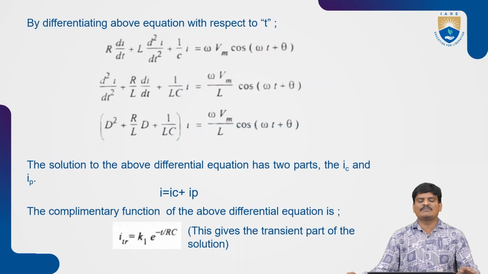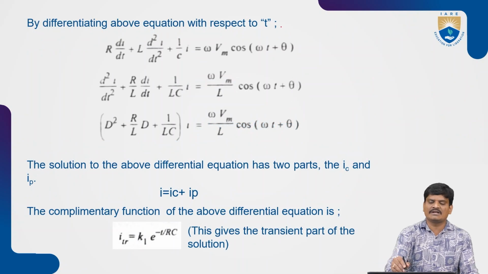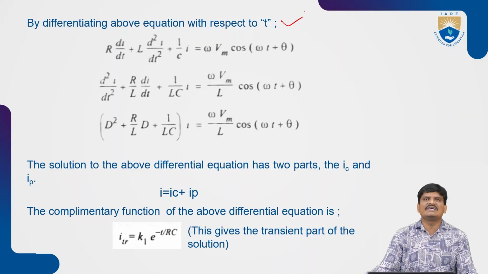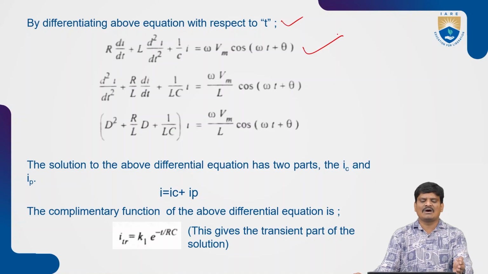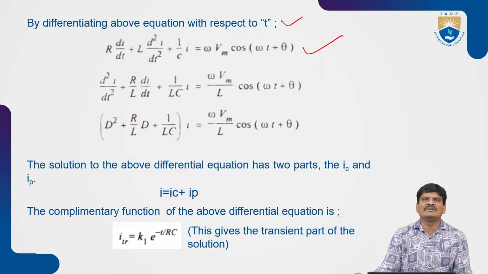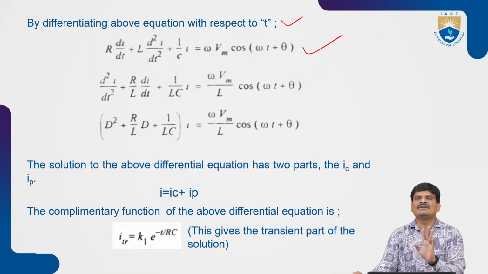The first step I am considering is differentiating the above equation with respect to t. I am differentiating the equation obtained by applying the KVL for the above circuit, and after differentiating, I get this expression. So I into R can be rewritten, after differentiation, as R into di by dt. L into di by dt becomes L into d square I by dt square, plus 1 by C integration of I becomes 1 by C into I, equal to omega Vm cos of omega t plus theta.